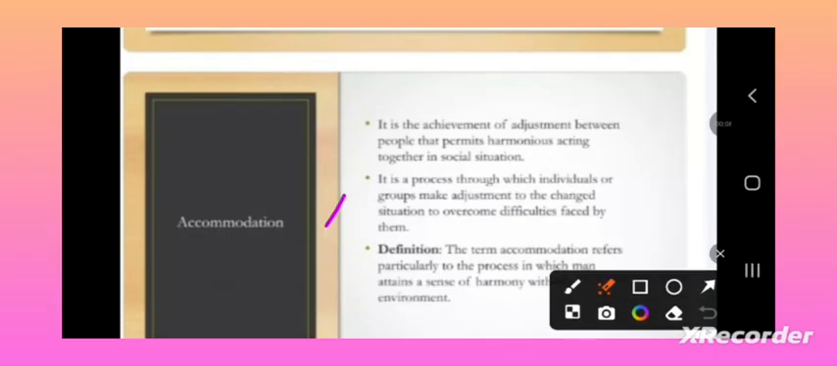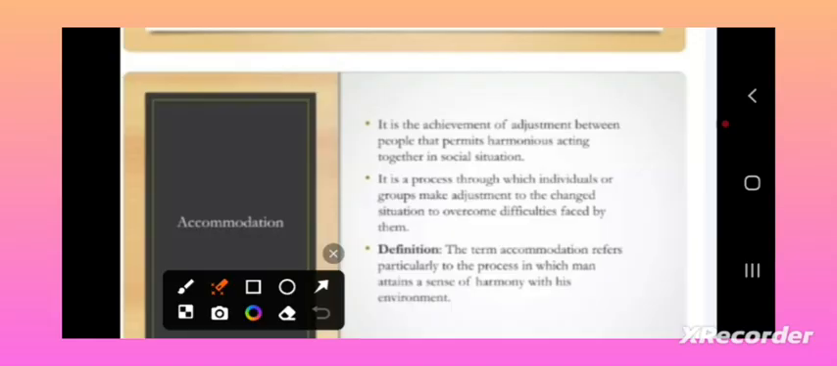Accommodation. It is the achievement of adjustment between people that permits antagonists, opposing parties, to act together in a given situation. And it is a process through which individuals or groups adjust, harmonize, or reconcile a situation to overcome difficulties faced by them.